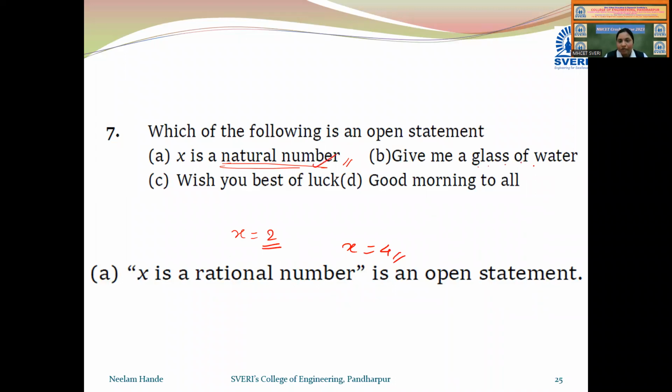Give me a glass of water. Can we assign a value to this? No. Not a statement. Wish you best of luck. Is it an open statement? Can we assign values like 2, 3, 4? No. Good morning to all. Can we assign 1, 2, 3, 4 to good morning? No. So this is an open statement. Clear? Yes, ma'am.